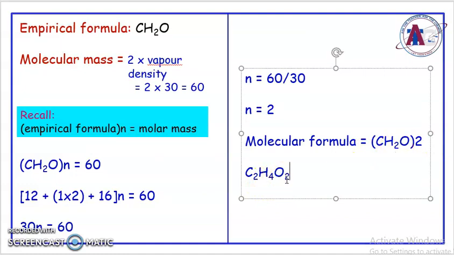We are looking for formula now, not mass. So we are not multiplying mass, we are just writing out the symbols and the multiple. Remember, formula of a compound is just the symbols plus the number of times they appear in that compound. Okay, the symbol of element times the number of times they appear in that compound. So the molecular formula of this compound becomes C2H4O2. Good. I hope you understand.